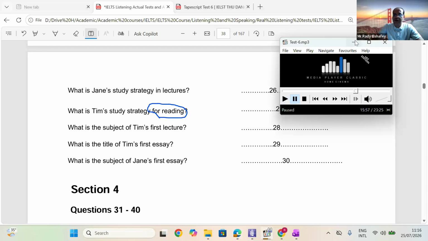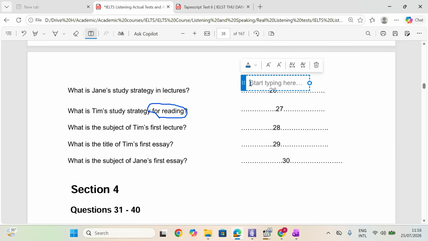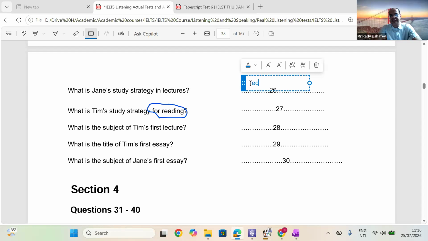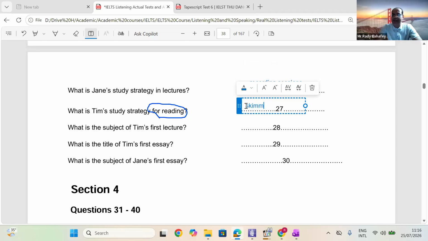Okay, what's Jane's study strategy for lectures? Recording sessions, yes. What about Tim's strategy for reading? Skimming. At first, he mentioned taking notes, but he does that when it comes to listening. But when it comes to reading, he spoke about skimming.